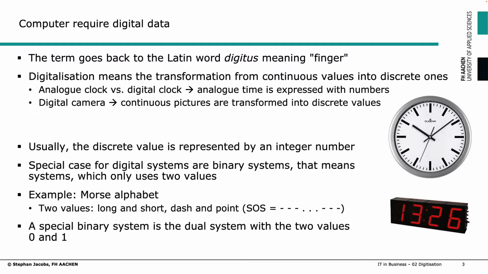An example is the Morse alphabet. The two values are long and short, which are sometimes represented by a dash and a point. If you would like to send an SOS, it's long, long, long, short, short, short, long, long, long, or vice versa. So dash, dash, dash, point, point, point, dash, dash, dash. And again, we have a special binary system, which is a dual system, and this one has only two values, 0 and 1.